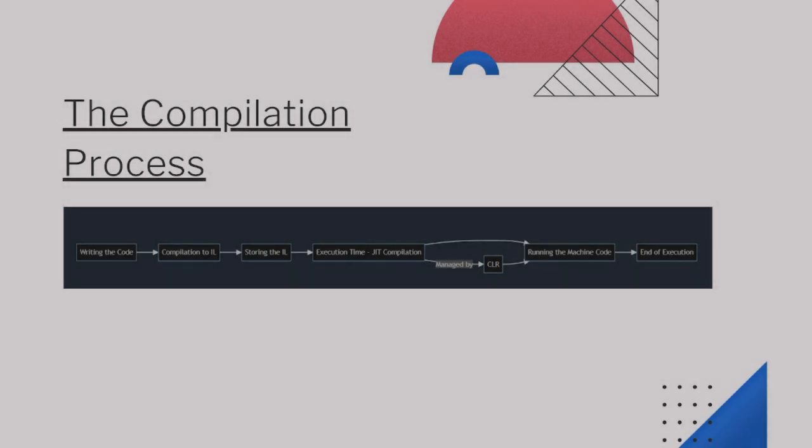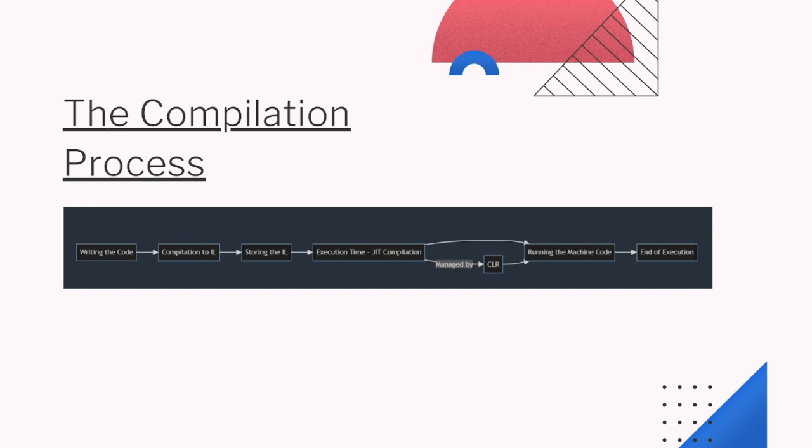Okay, now the compilation process. Number one is writing the code. As a developer, you start by writing your code in the high-level language that you and other developers can easily understand. Second, in the flowchart, is compilation to IL. Once you are ready to build or compile your project, the C# compiler comes into play. It takes your high-level C# code and translates it into intermediate language. IL is a lower-level, platform-agnostic representation of your code. Think of it as a universal language that can be understood by any .NET compatible platform.